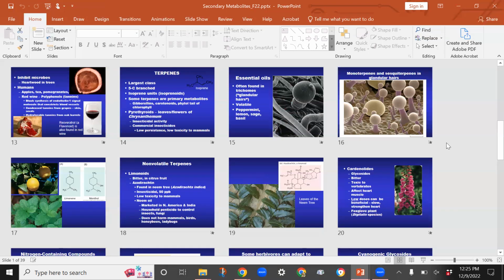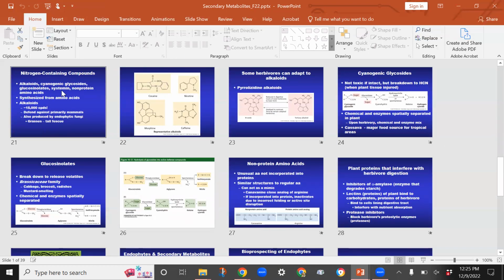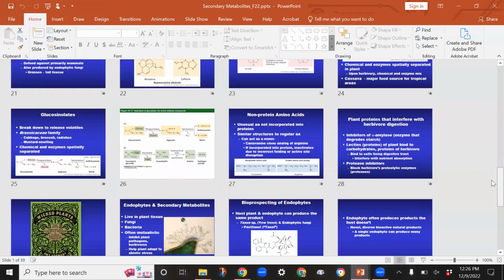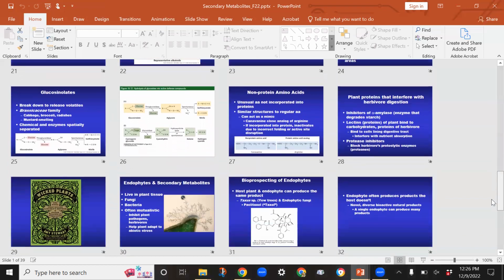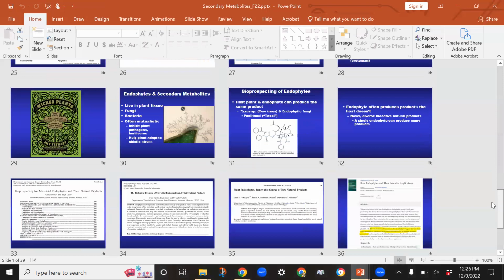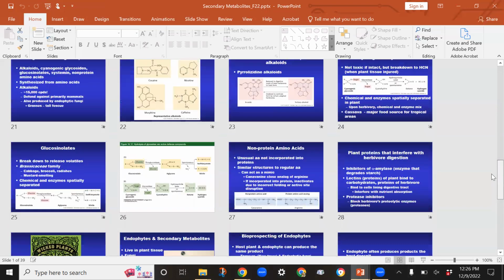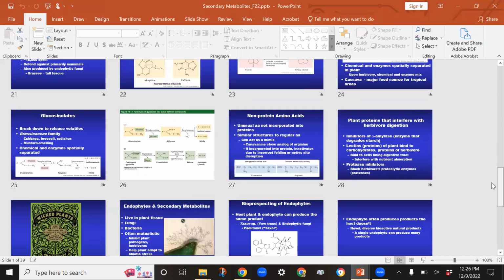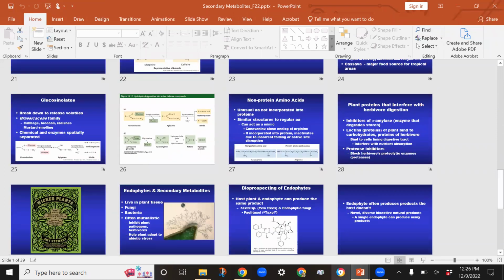So that's toward the end of this slide set, where we get into the nitrogen containing compounds, slide 21. The reason I'm focusing on them is they're the ones that greatly impact mammals and have been adapted to interact with mammals. And then endophytes, again, very broad, basic idea on endophytes. So not a whole lot coming from that slide set, really.